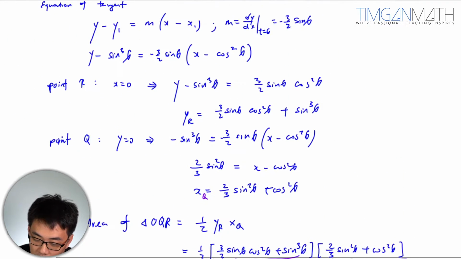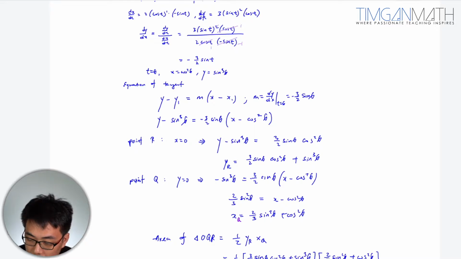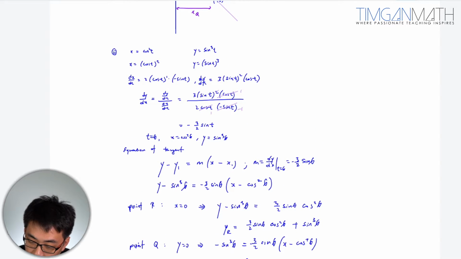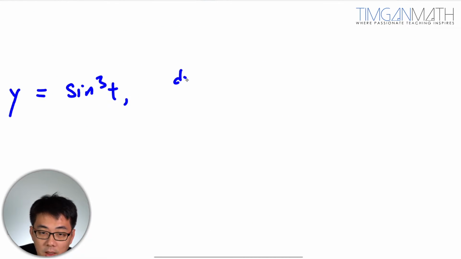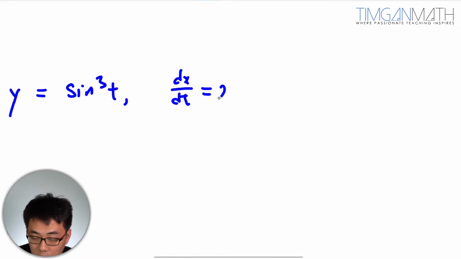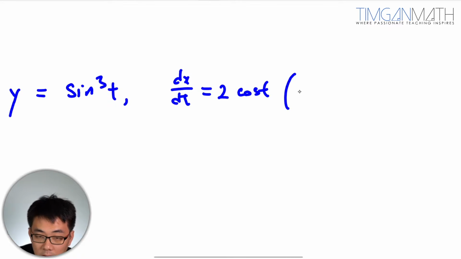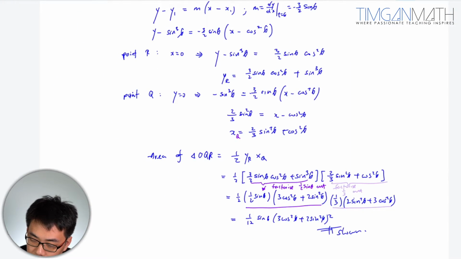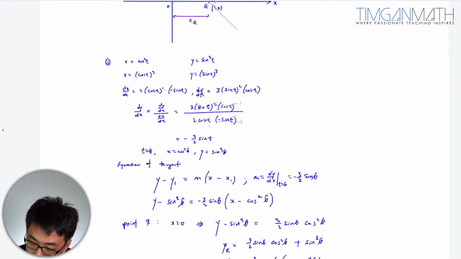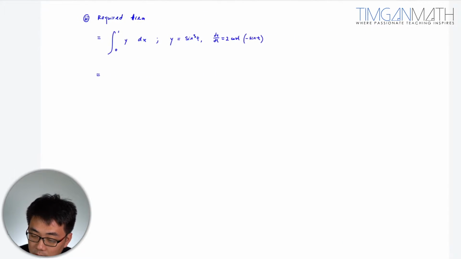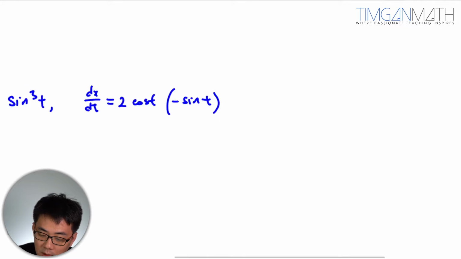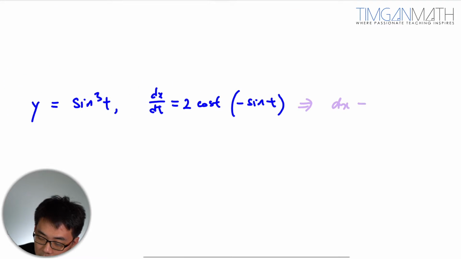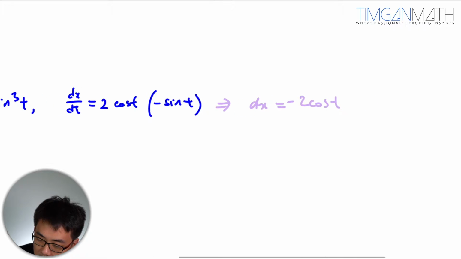Dx dt is actually, where's our dx dt? Here, 3 sine t, so I'm going to write this down. Dx dt is actually 2 cosine t minus sine t. Alright, dx dt. Oh, that's dy dt. Dx dt is this, right? Great. So now take note, in this case here, dx will then be 2 cosine t sine t.